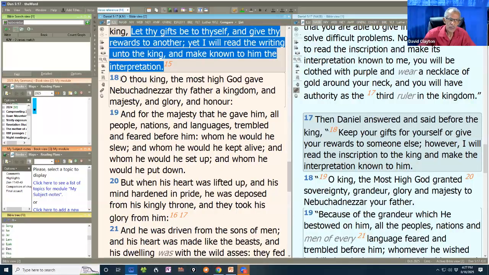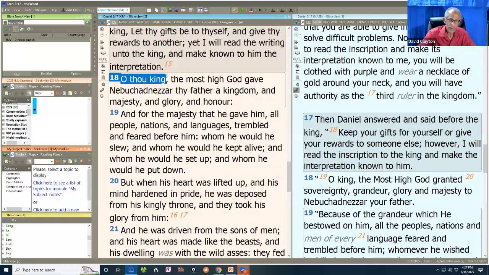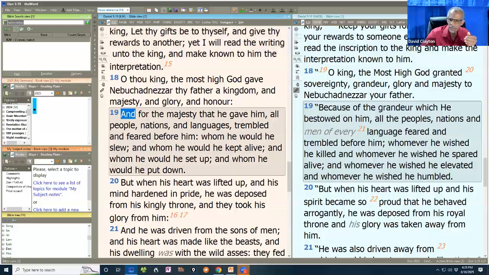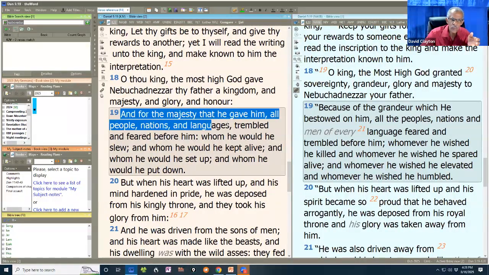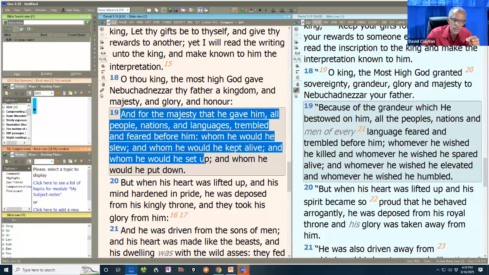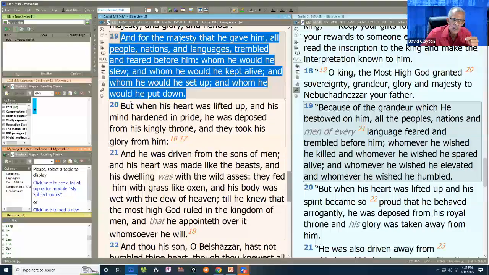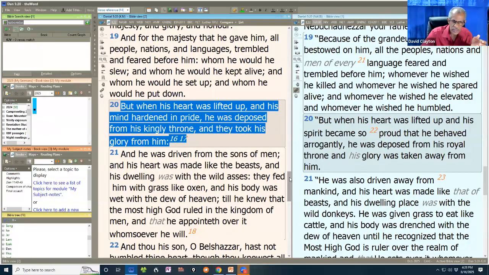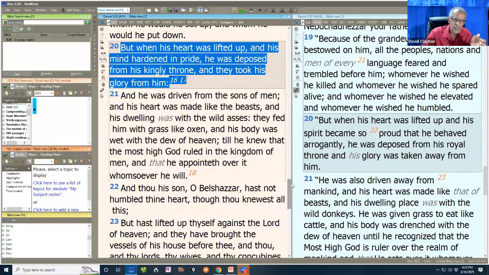He says, O king, O thou king, the Most High God, he gives God the right title. The Most High God gave Nebuchadnezzar thy father a kingdom and a majesty and glory and honor. Again, he's acknowledging that everything comes from God. And for the majesty that he gave him, all people, nations, and languages trembled and feared before him. Whom he would he slew, and whom he would he kept alive, and whom he would he set up, and whom he would he put down. But when his heart was lifted up, and his mind hardened in pride, he was deposed from his kingly throne, and they took his glory from him. He's rehearsing what had happened to Nebuchadnezzar. He's reviewing it and opening it up before Belshazzar, something that he knows very well.